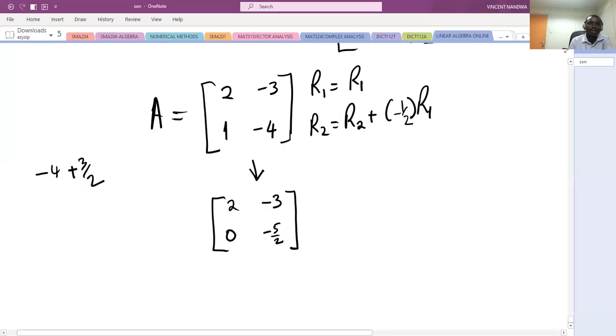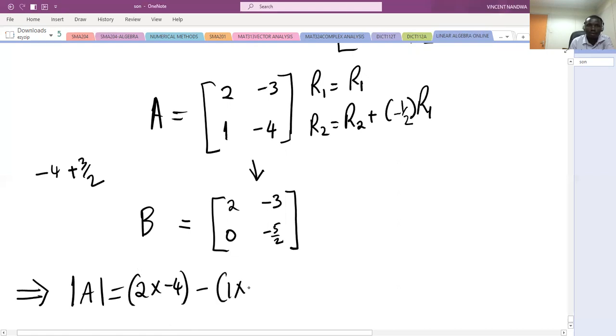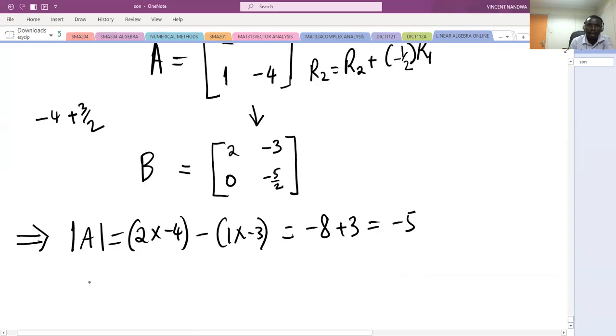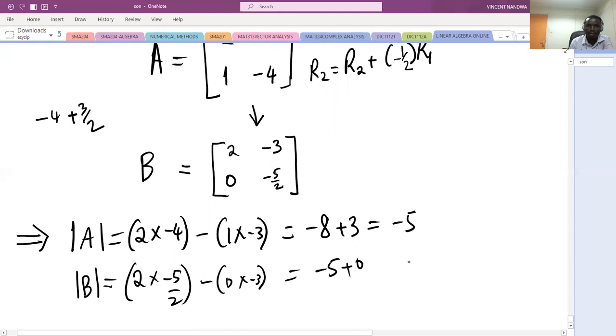So assuming that I got this new matrix after this operation, I call it B. Then we can see that the determinant of A will be given by 2 times minus 4 minus 1 times minus 3, which is minus 8 plus 3, which is minus 5. And the determinant of B is 2 times minus 5 over 2, minus 0 times minus 3, which is minus 5 plus 0, which is minus 5. You see, these are the same.